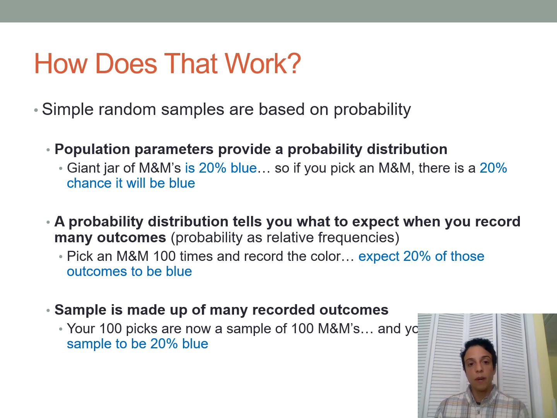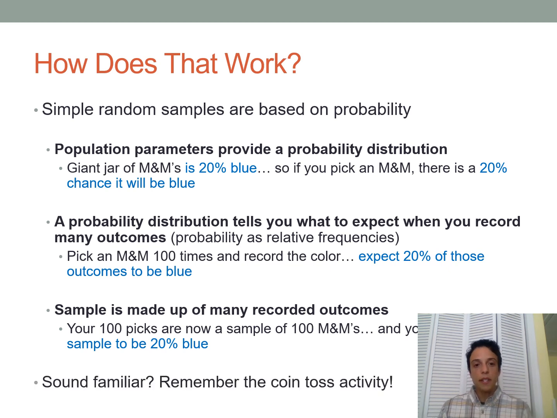So in other words, by using a random process to select outcomes, we can expect the sample statistics to match the population parameters. Because each time you select one member into your sample, you've got a chance of getting in the sample that corresponds to how common it is in the population. And if you record outcomes many times, you'd expect that chance to be reflected in the percentage of outcomes that have that characteristic. So each time you take a simple random sample, you're recording many outcomes, and you're going to expect to see those probabilities that you see in your sample match the probabilities in your population.